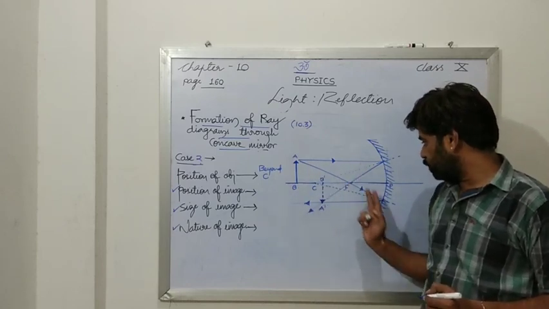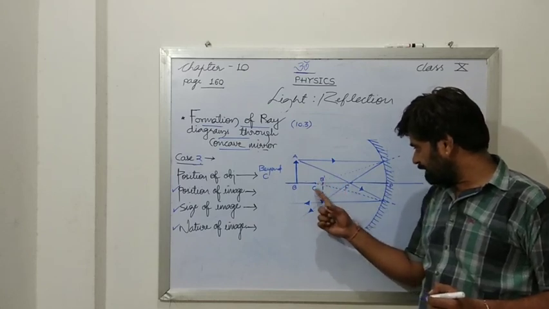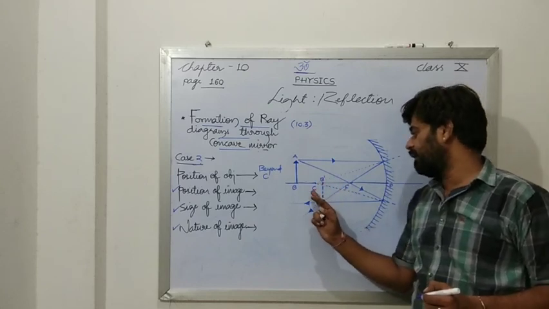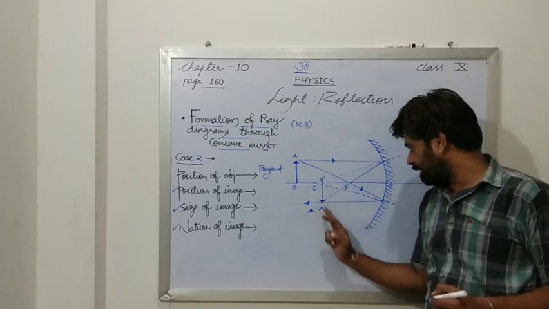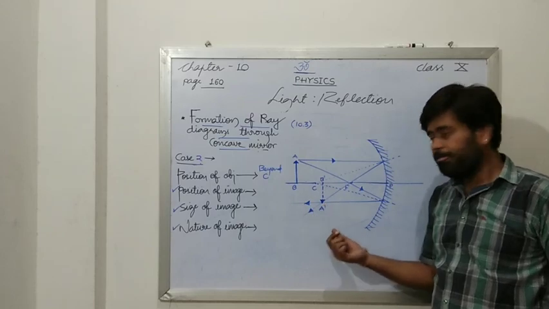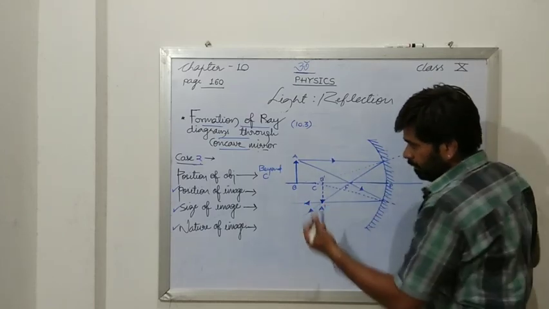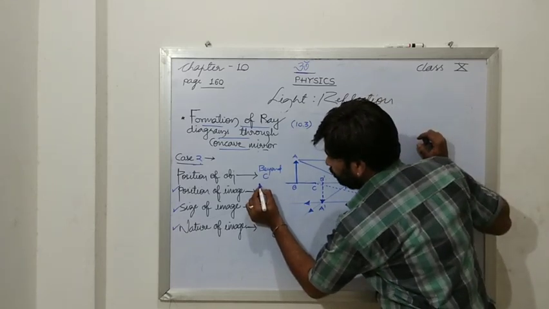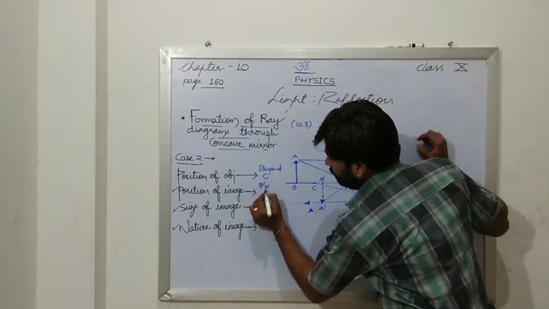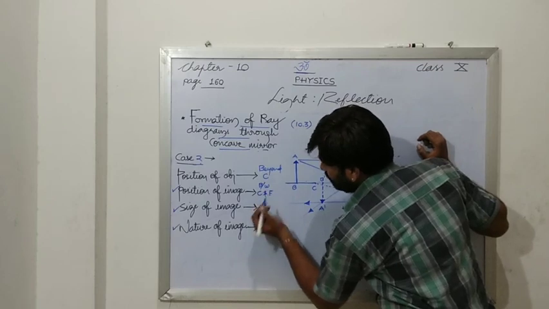We applied 2 rules, and after that we got the image between C and F, between the center of curvature and focus. Because it is in front of the mirror, it will be real. And as we may see, the arrow is downside, so it will be inverted. So the position of the image will be between C and F, or F and C, one and the same thing.